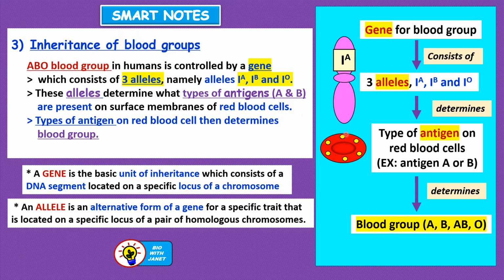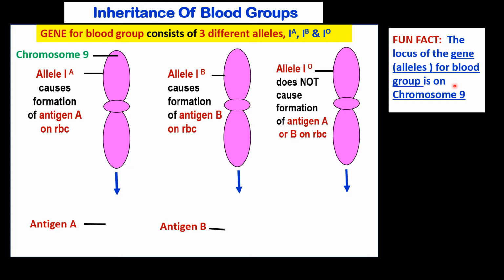Okay. So the type of antigens on the red blood cells is determined by the alleles that you receive from your father and mother. Now, the types of antigen on red blood cells will then determine your blood group. Okay. So here's a picture that illustrates the inheritance of blood groups more completely. The gene for blood group in humans consists of 3 different alleles, IA, IB, and IO. Now, these alleles are the different forms or versions of the gene that controls blood group in humans.